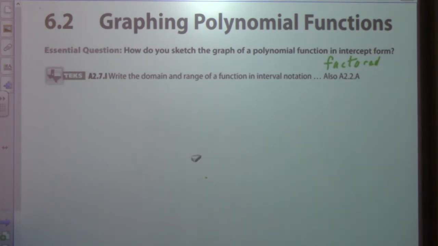Graphing polynomial functions. In section 6.1, we dealt with what kind of functions? The ones that are shifted. Yes, we shifted them. But what kind of functions did we shift? To what power? Cubed. Brian said cubed, to the third power, which is cubed.